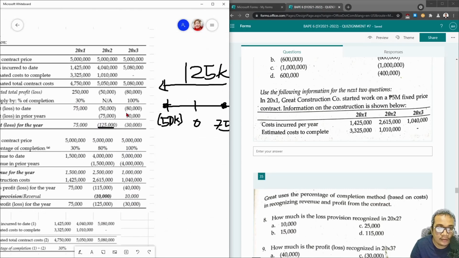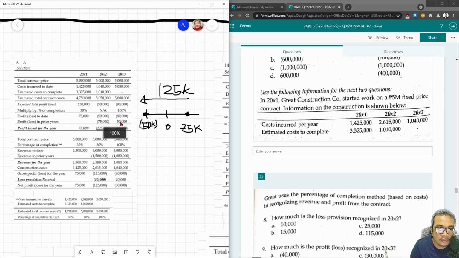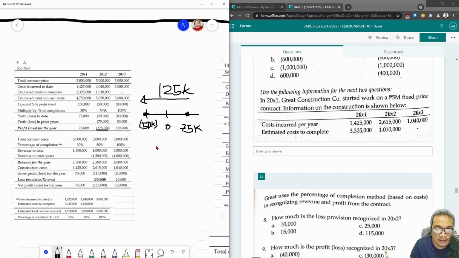And same rin dito. From 20x3, naging 80K na, 80K loss. Then, dito, ano nangyari? Nagkaroon ng 30K loss ulit. Bakit? Same logic dito. Let's say, na-move natin dito, ito na yung 50K loss. Now, from being a 50K loss, naging 80K na. Mas nag-dip siya, mas bumagsak. So, from this point to this point, nagkaroon ng additional decrease of 30K. Kaya dito, 30K. Yan lang yung logic dyan.